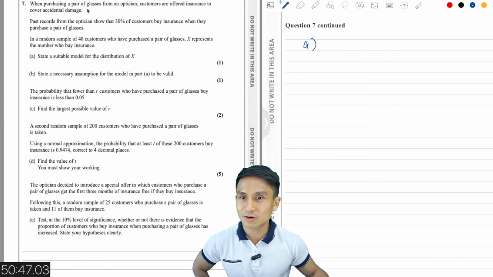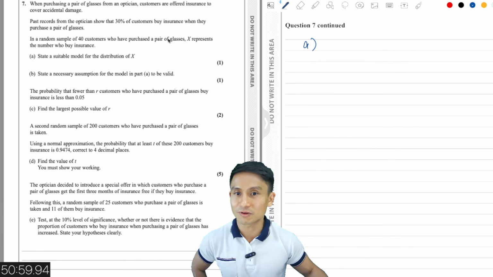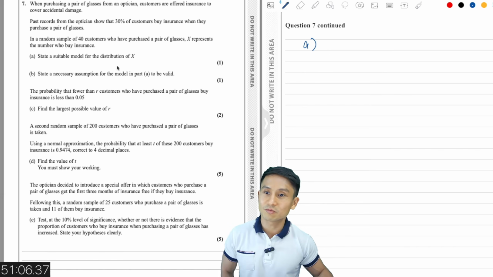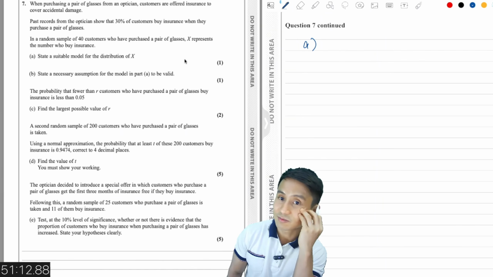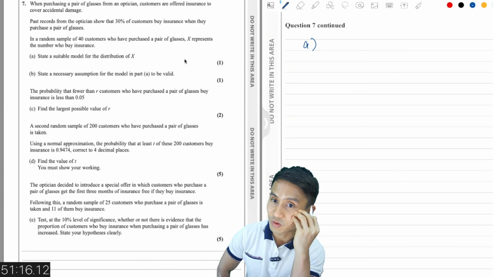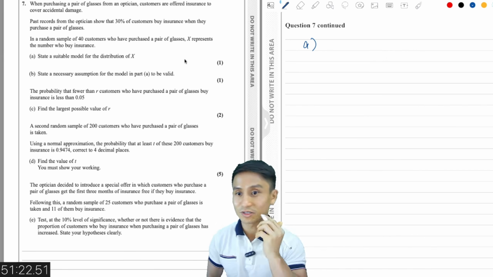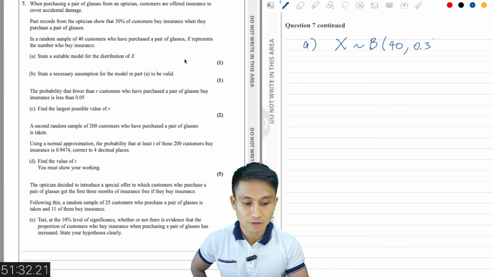When purchasing a pair of glasses from an optician, customers are offered insurance to cover accidental damage. Past records from the optician show that 30% of customers buy insurance when they purchase a pair of glasses. In a random sample of 40 customers who have purchased a pair of glasses, X represents the number of those who buy insurance. A suitable model for the distribution of X. Well, this is, of course, binomial because you have trials of 40 customers, and 30% is the probability of them buying the insurance, right? So X is modeled as binomial, 40, 0.3.